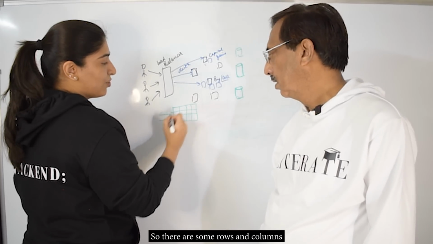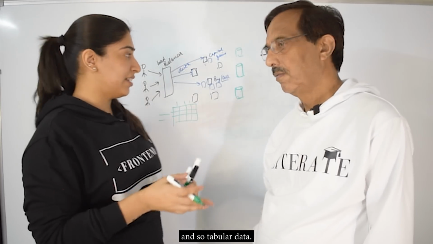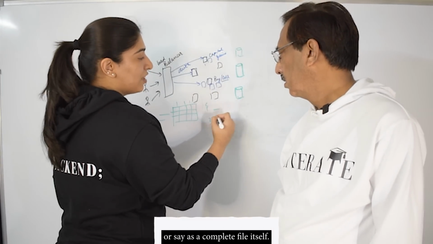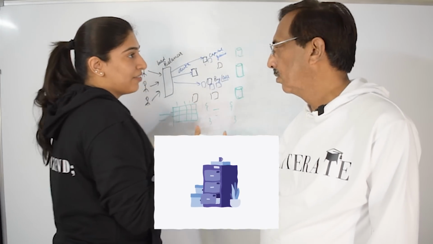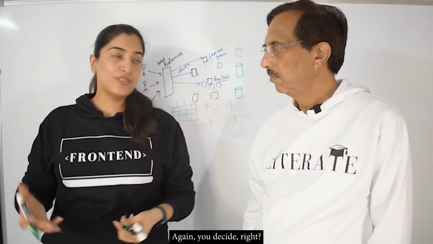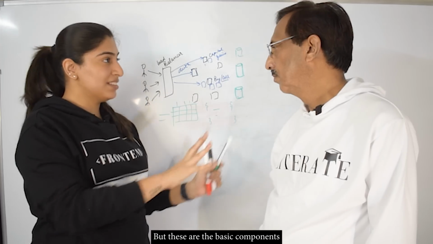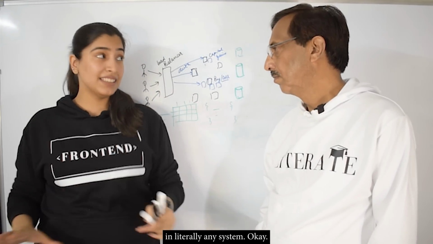So there are some rows, there are some columns, right? So tabular data. There are some databases where you store your data, say in documents itself, or say as a complete file itself. So there are different kinds of databases. Again, you decide, right? But these are the basic components that are going to be there in literally any system.